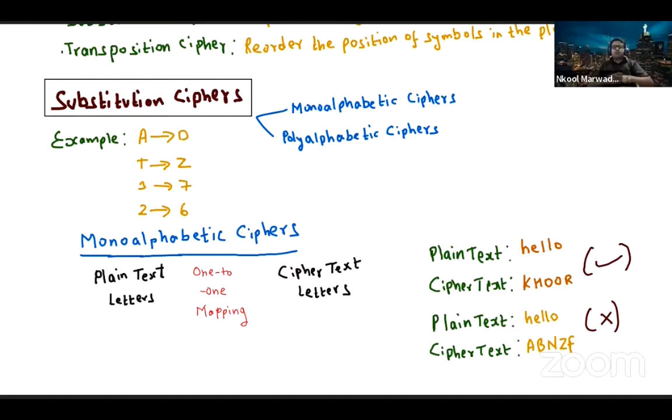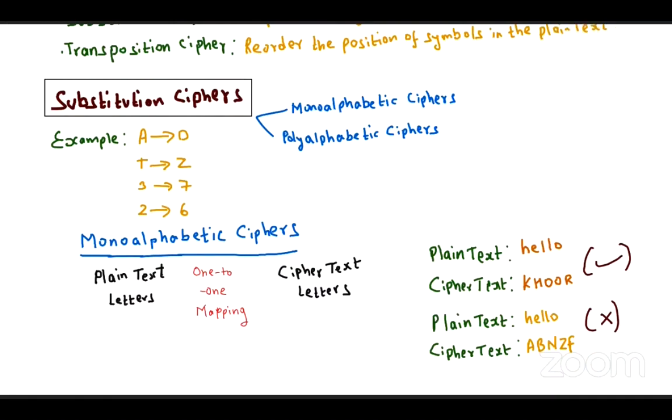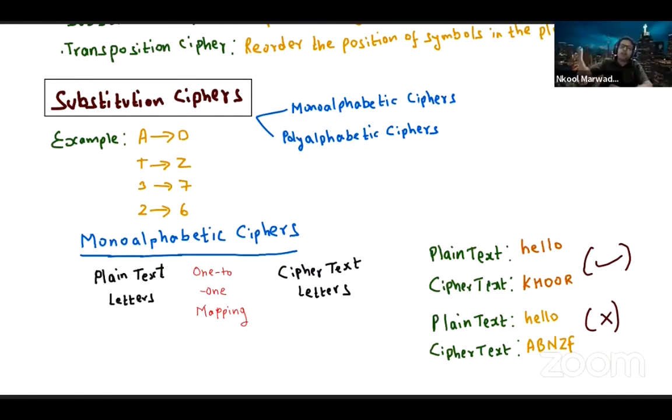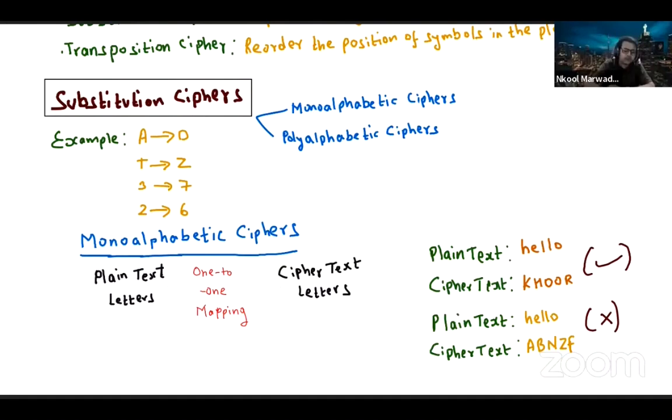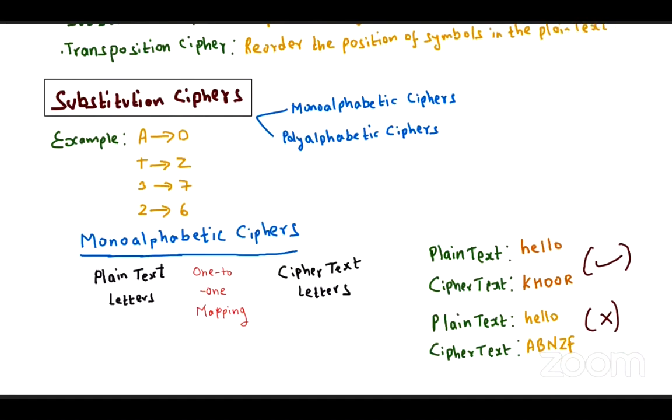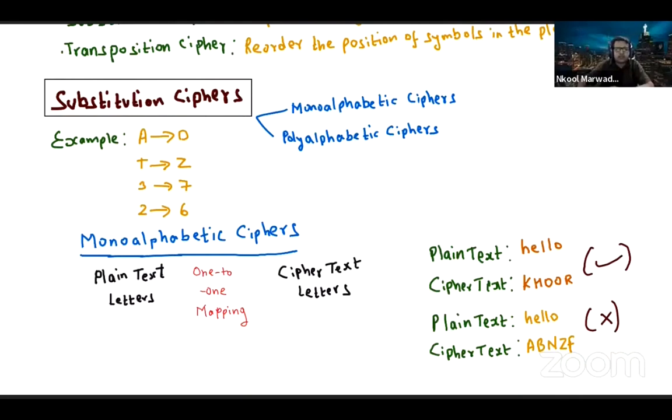Okay, this is very clear to us. In polyalphabetic, the relationship can be one to many. One plain text symbol can be mapped to multiple ciphertext letters. Every time we use a letter in the plain text, it can be mapped to different letters in the cipher. Now it's easy to understand. Now we will discuss the next topic in this substitution cipher itself.